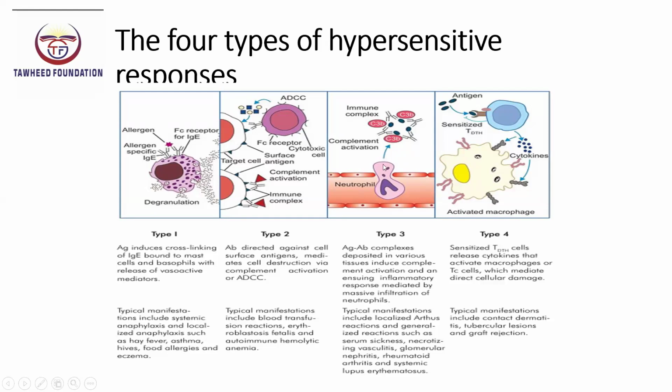These immune complexes activate complement, which attracts neutrophils to the site. So, as neutrophils try to phagocytose the complexes, they release enzymes and toxic molecules that damage surrounding tissue. This results in inflammatory lesions such as vasculitis, arthritis, and nephritis.